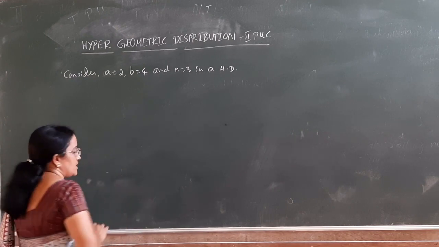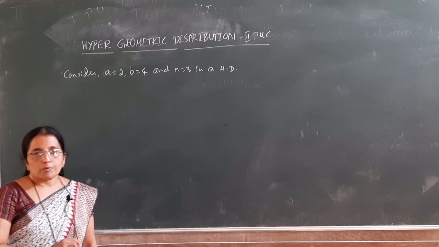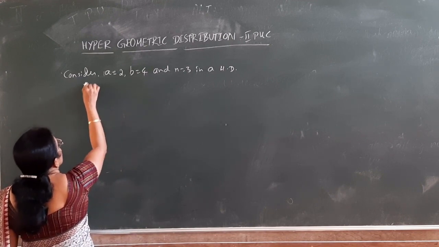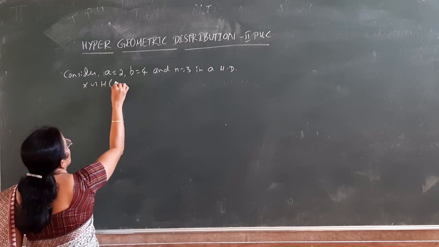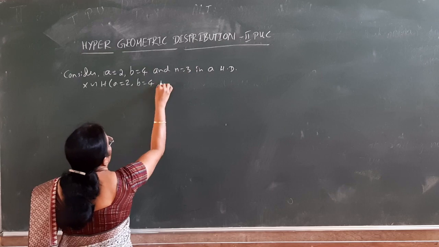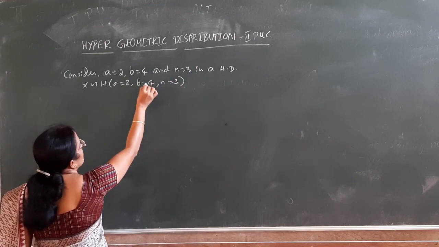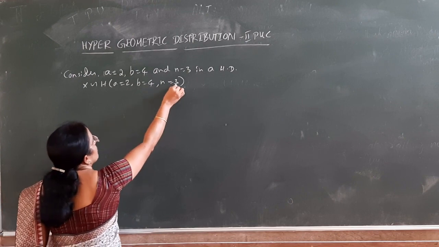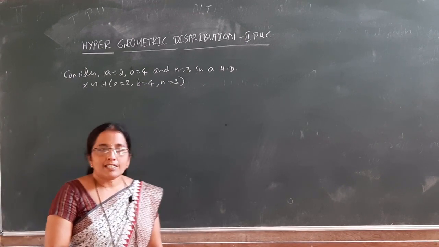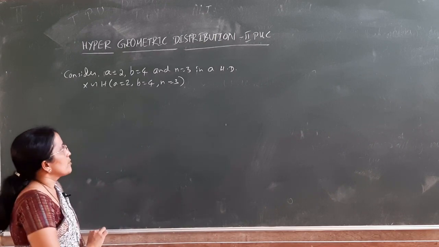Then for that, to write the probability distribution, first we must know the probability mass function. Here it is given X follows hypergeometric distribution with A equal to 2, B equal to 4 and N equal to 3. So the number of units in the population is 2 plus 4, 6. We are going to select 3 items. So N represents the sample size, A plus B indicates the units in the population.